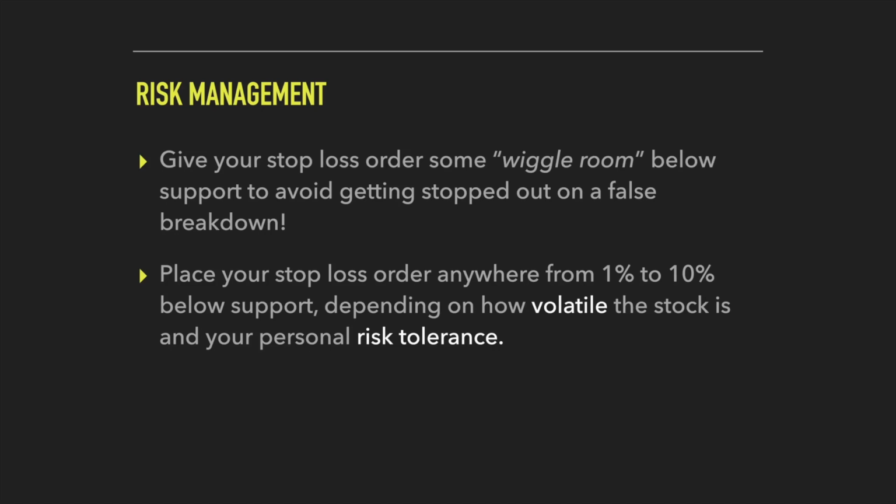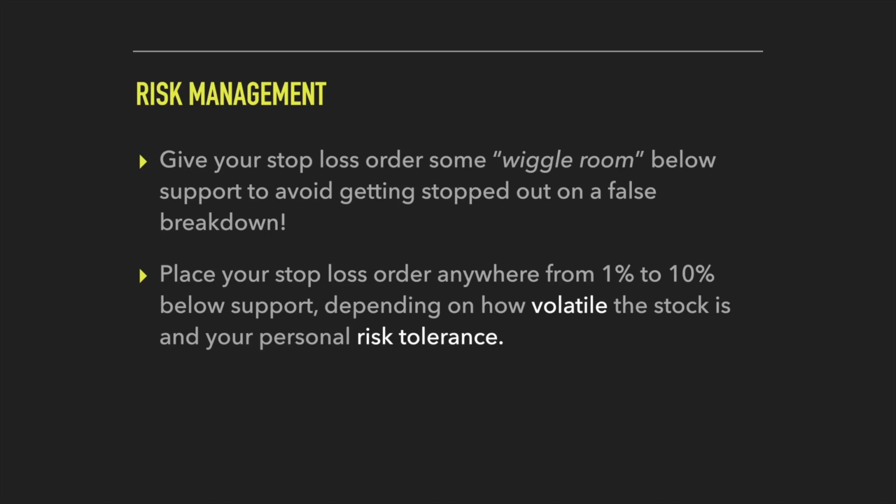So for example, if there was a stock that had a support level at $10 per share, it's going to be a bad idea to place a stop loss at $9.99 or even $9.98, because in that case, you're not giving yourself any wiggle room for a false breakdown, and you're immediately going to be stopped out if the stock breaks down below that $10 support. So my recommendation is to give yourself anywhere from 1% to sometimes all the way up to 10% below support.